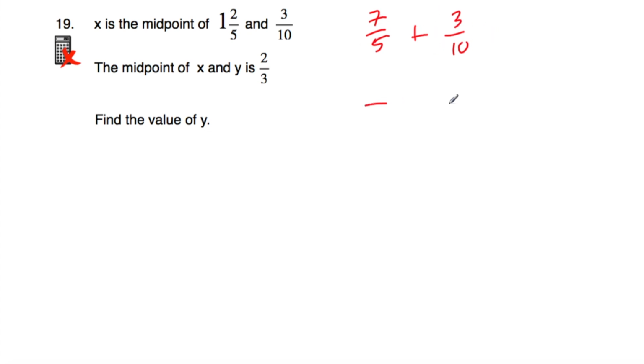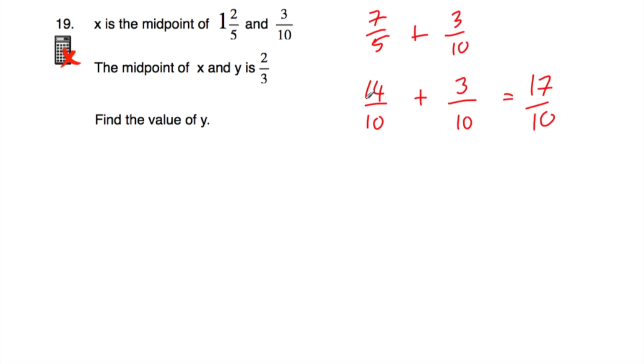Well, we want to get a common denominator to begin with, and if we've got 5 and 10, a common denominator that I can think of would be 10 and 10. So to get from 5 to 10, we double it. So doubling 7 is 14, and then 3/10 is just 3/10. And adding the two fractions together, 14/10 plus 3/10 would be 17/10. So if we add these two together, we get 17/10.